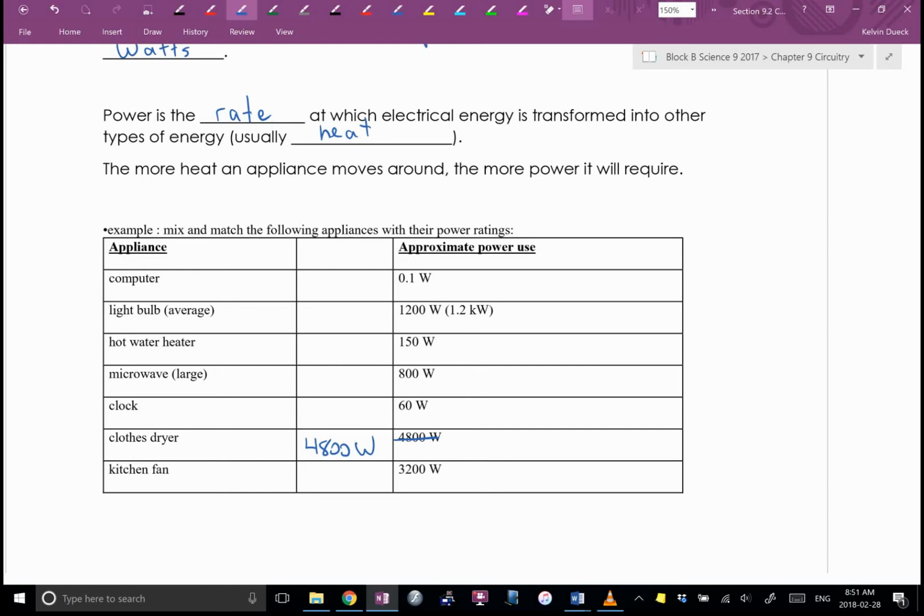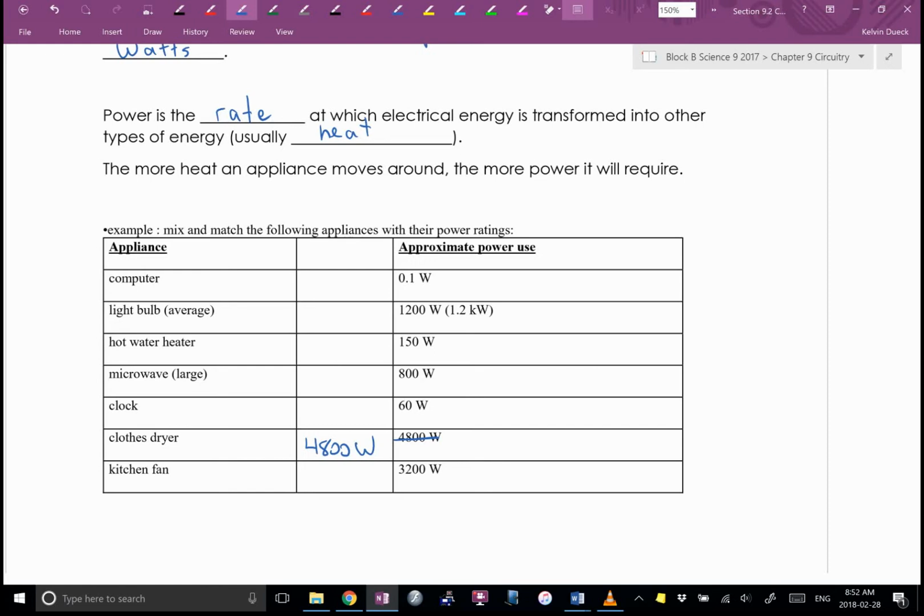Hot water heater. If you have an electric hot water heater. Now, some people have a gas hot water heater. Water has a tremendous ability to absorb a lot of heat. In physics, we say it has a very high specific heat capacity. It's why we use it to put out fires, among other things. It's pretty good at that.